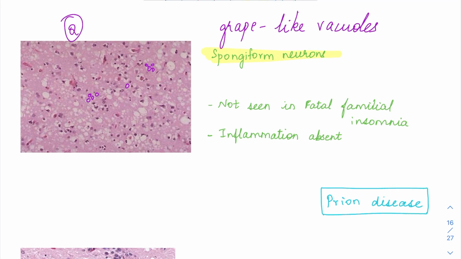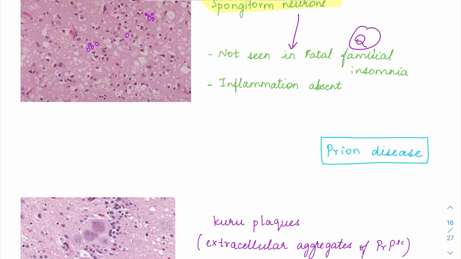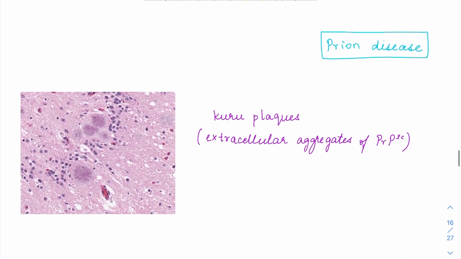And one important thing to remember is that these spongiform neurons are not going to be present in fatal familial insomnia. One of the prion diseases was fatal familial insomnia. So this FFI is not going to show any spongiform neurons. That is also a question. And inflammation is going to be characteristically absent in prion disease.